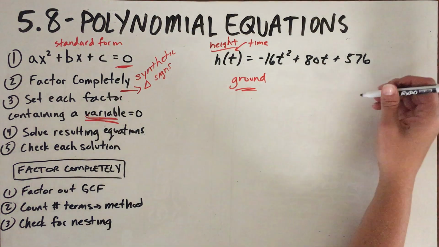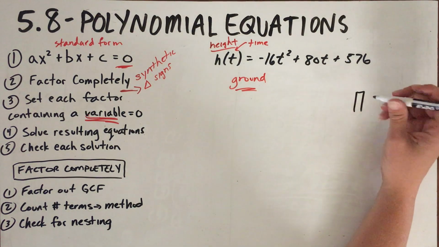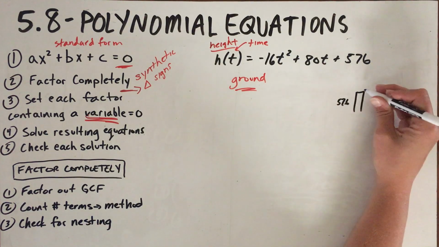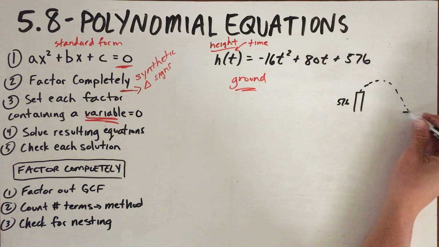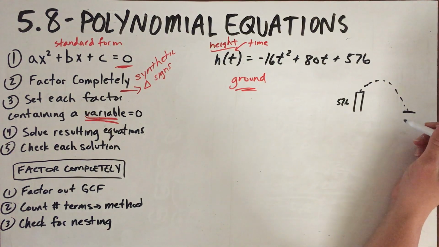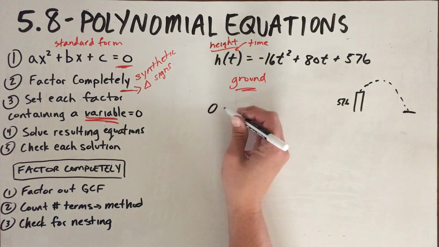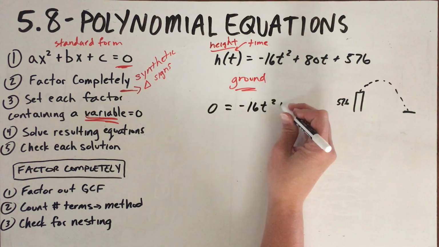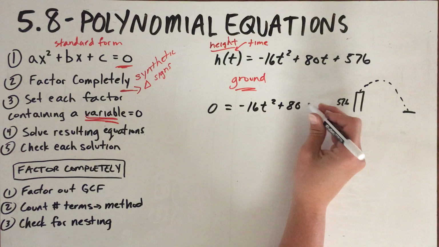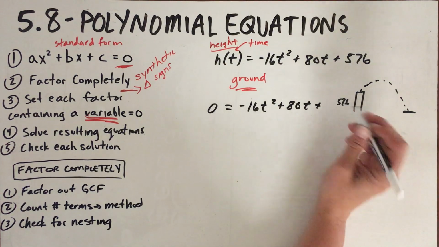So let's draw this little picture of what's happening. You've got this building, and it's 576 feet tall. Then you go and chuck this object upward, and it's going to go like this. So the question is, when's it going to hit the ground? Well, that means when is the height equal to 0? This is literally all this is asking, to set this equation equal to 0.